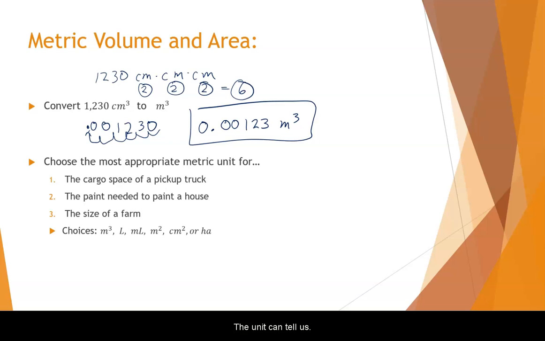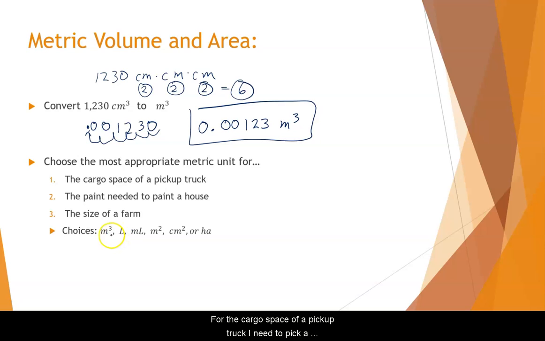The units can tell us about what we're measuring. So out of these choices, cubic meters, liters, milliliters, and so on, let's choose the most appropriate metric unit for these 3 things. For the cargo space of a pickup truck. Cargo space is not just the footprint, it's the entire volume in the back of a pickup truck. Pause the video and pick the most appropriate measure for these 3 things.